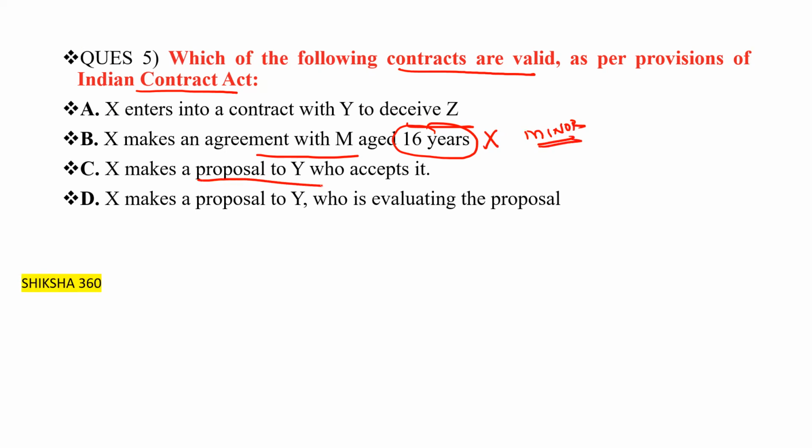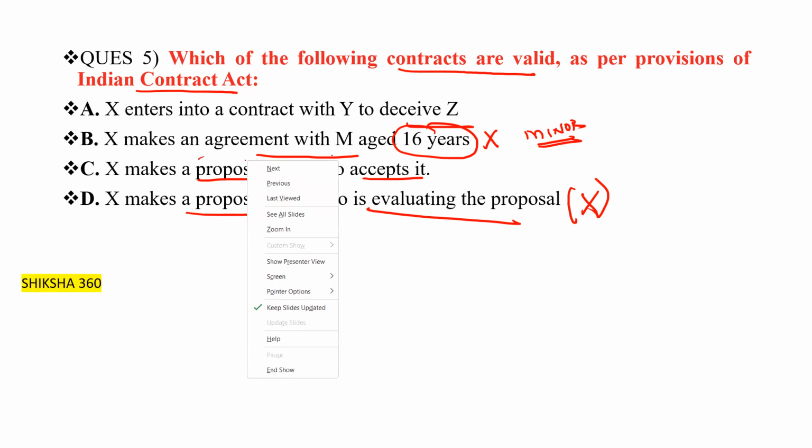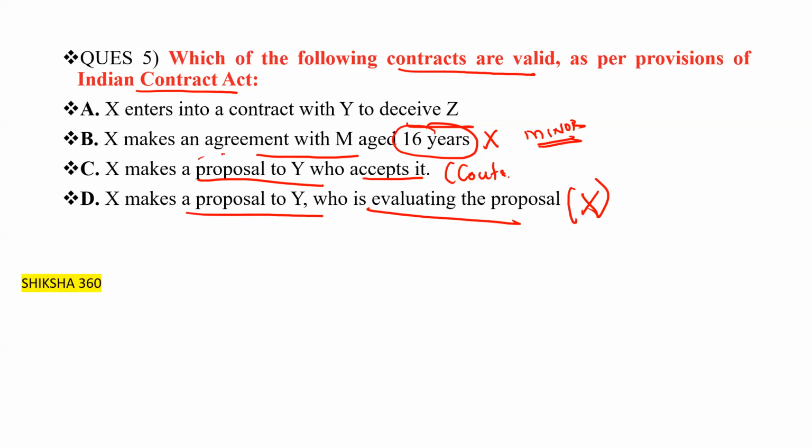X makes a proposal to Y, who is evaluating the proposal. Till now there is no acceptance, so it is not a contract. But if X makes a proposal and it is accepted, it is treated as a contract. So option C is the correct answer here. Any doubt, any query regarding the same, please tell fast.